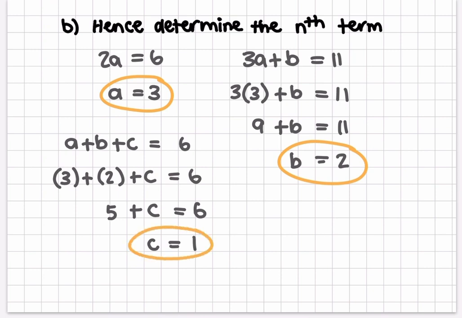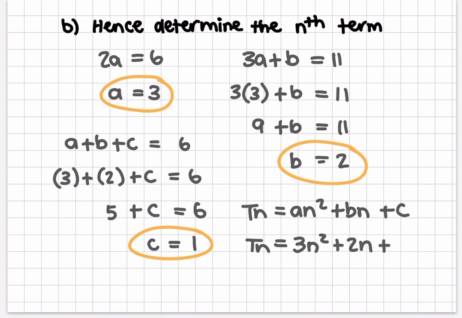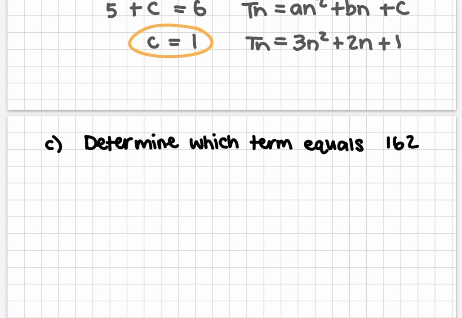Now we have all of our solutions, so we can sub it into this formula. Tn is equal to an squared plus bn plus c. Tn is equal to 3n squared plus 2n plus 1. Then question C asks us to determine which term equals to 161. So we want to calculate n.